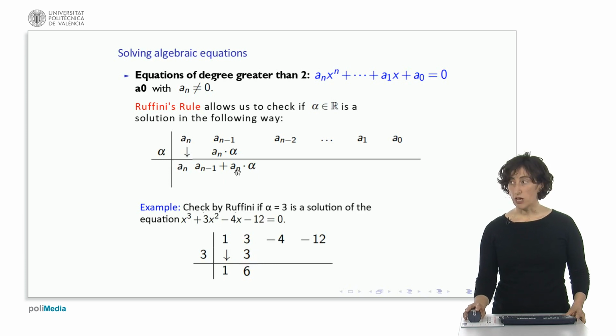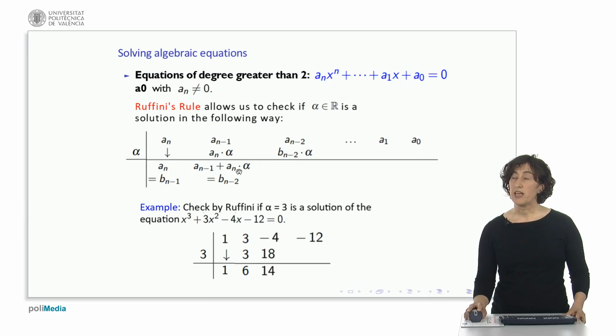What do we do now? Well, this number that we have here, we multiply it by alpha, and we put it here. If we call it b sub n minus 2 to simplify the notation, b sub n minus 2 times alpha, I put it here and I add it again, and it gives me another number. In this case, 6 times 3 is 18, and 18 minus 4 gives me 14, and so on.